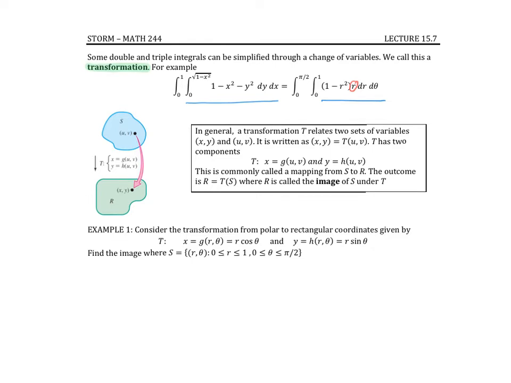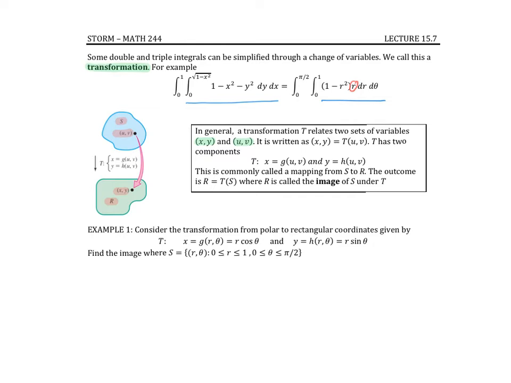So we're going to look at some generic set S, and we're going to look at some generic variables UV. In our case above, those generic UVs could be like an r theta. And then we're going to compare that to our rectangular region R in terms of x and y. Let's say we want to do a transformation. So in general, a transformation will relate two sets of variables, x, y, and UV. Remember, these are just variables. You can do an r theta or whatever you want.